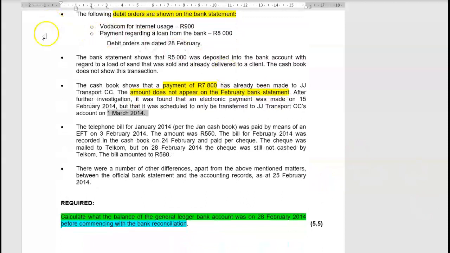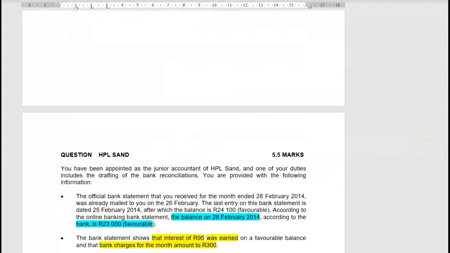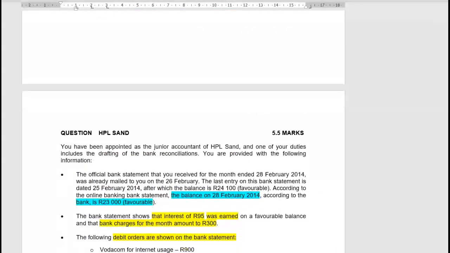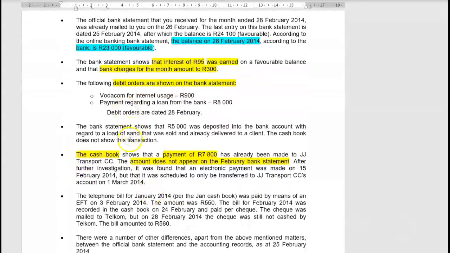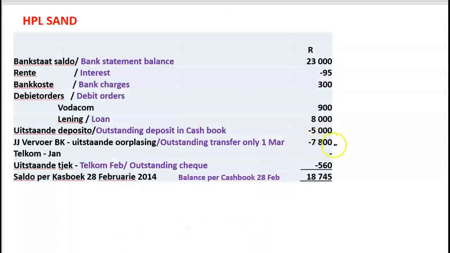What happened is that we have passed an entry in our cash book, which has obviously not yet been presented on our bank statement. Now, if that entry has already been passed on our cash book and they want the general ledger balance of the cash book in the GL, then I have to adjust my bank statement balance in order to reflect that. So that is a payment made of 7,800 Rand in my cash book. If I want to do the same to the bank statement balance, I have to deduct the 7,800 Rand as if that payment has already gone through my bank.